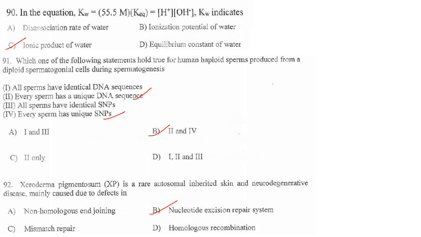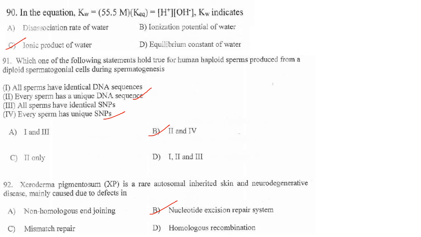spermatogonial cell during spermatogenesis? All sperms have identical DNA sequences. Need not be. Every sperm has a unique DNA sequence. Yes. All sperms have identical SNPs. No. Every sperm has unique SNPs. Answer is 2 and 4 are correct. SNP is single nucleotide polymorphism. So answer is option B, that is 2 and 4 are correct.